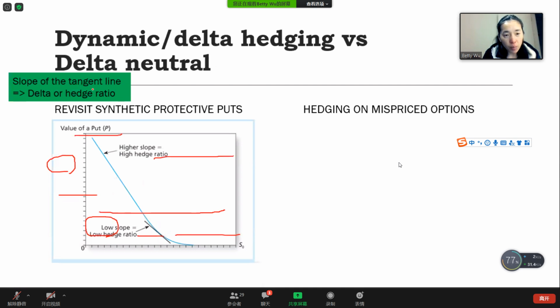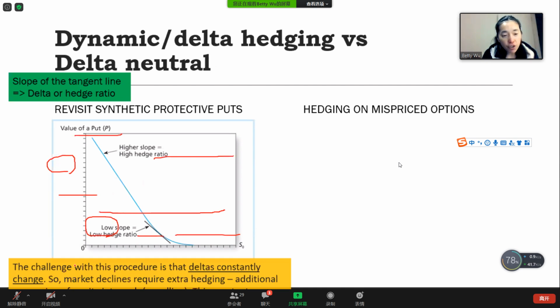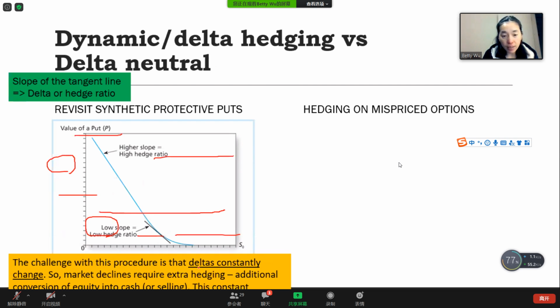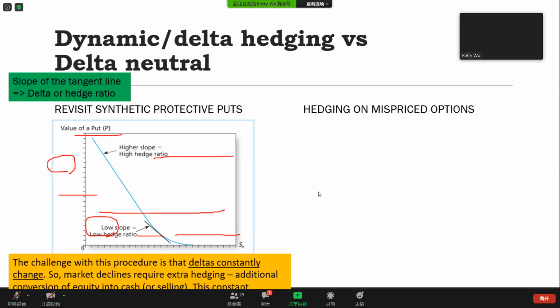Here, the slope of a tangent line is, again, the delta, or hedge ratio. And the challenge with this procedure is that deltas constantly change. As you can imagine, when price changes, delta changes as well. So market declines require extra hedging. Remember, if the stock price drops, you have to hedge, you have to sell. And then when you sell, price changes, and then you have to hedge.